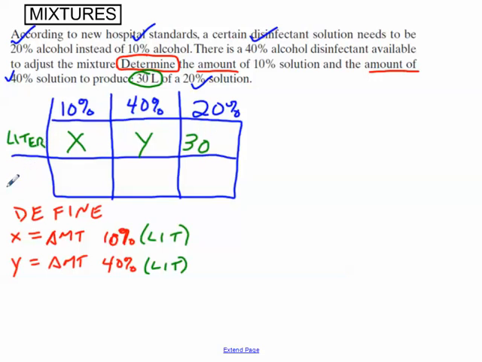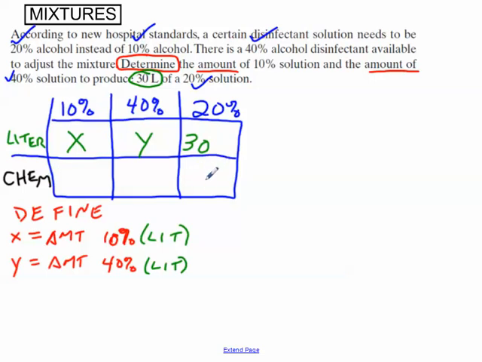Now the other one that we really haven't talked about, and is kind of talked about up here but not specifically, is the amount of chemical that we have. So the amount of chemical is alcohol. I'm going to put in general chemicals here because we'll use the idea of chemicals not only here but in all mixture solutions.